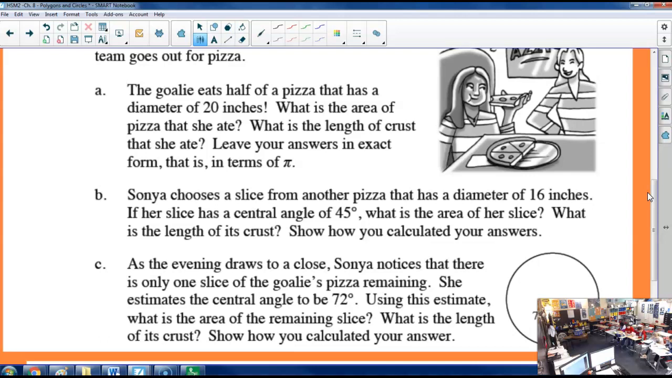B is a 16-inch diameter pizza. And so C actually goes back up to A's pizza. So we actually only need 2 pizzas then, because C is going to eat part of A's.